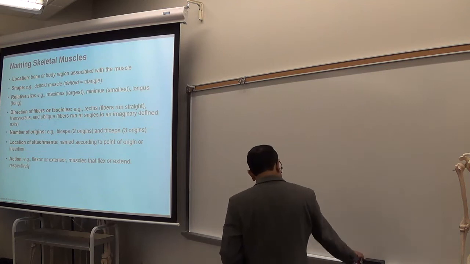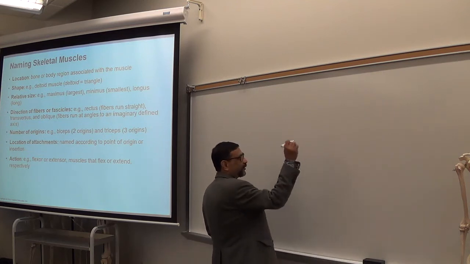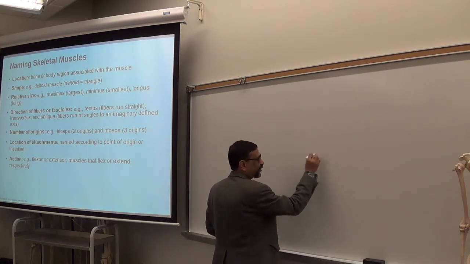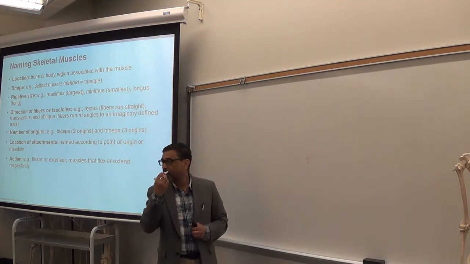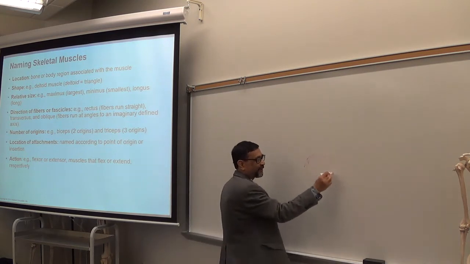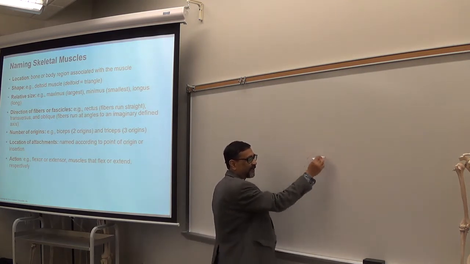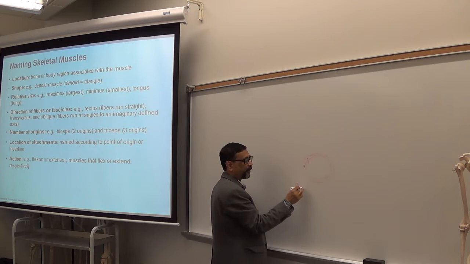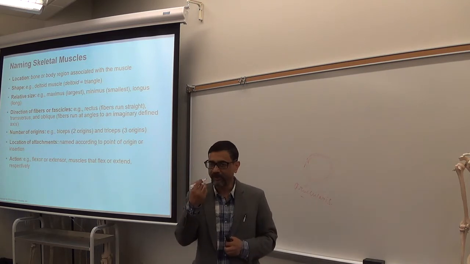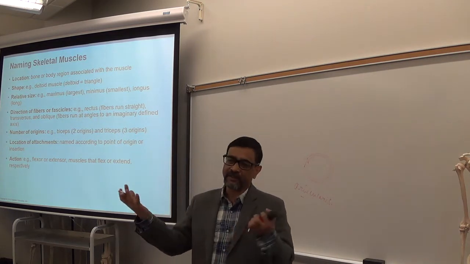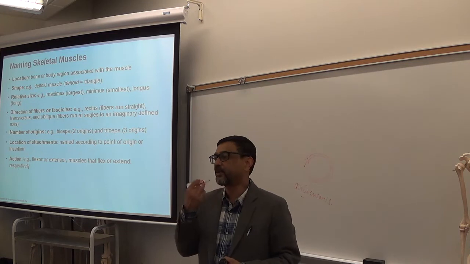Direction of fibers or fascicles. If you see the muscle fibers are round like this, like around your eye, around your mouth, the muscle fibers are circular like this. That is called orbicularis. Orbicularis oris, around the mouth. Remember that? So that is based on the direction of fibers.